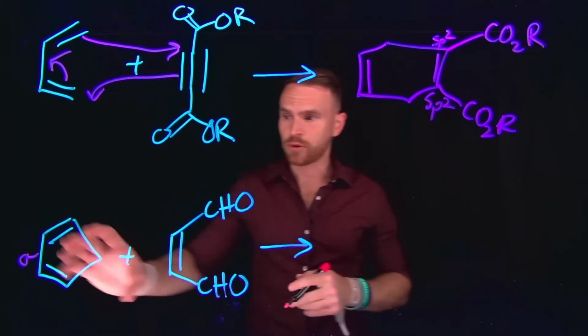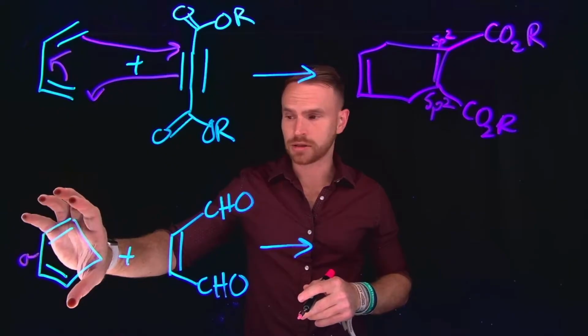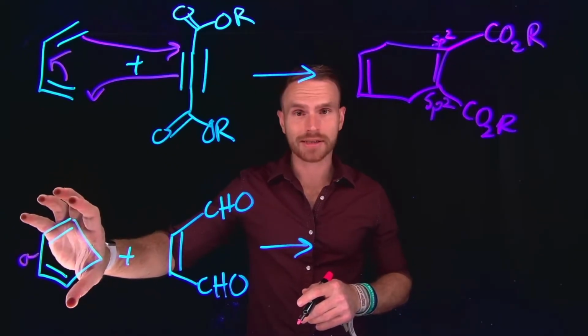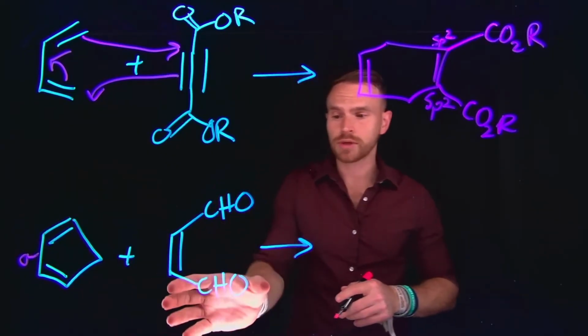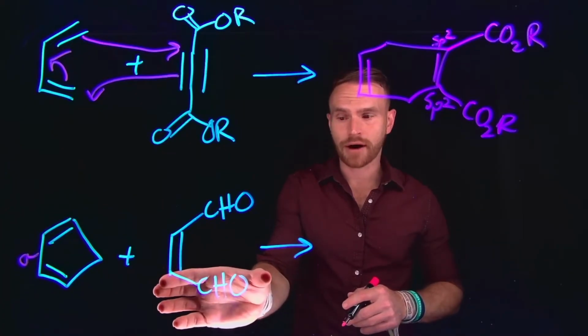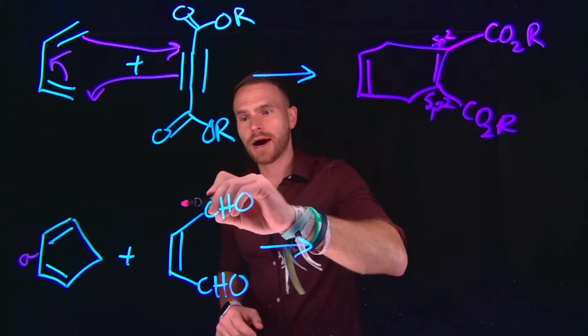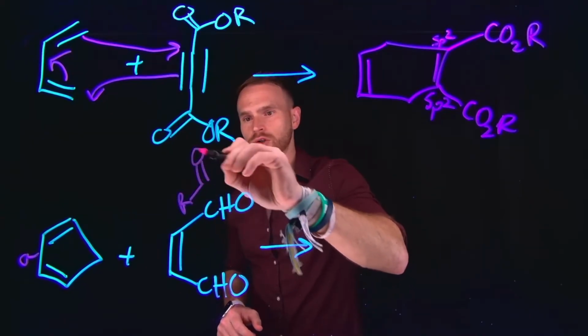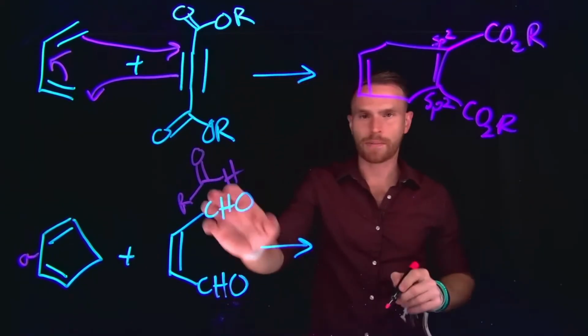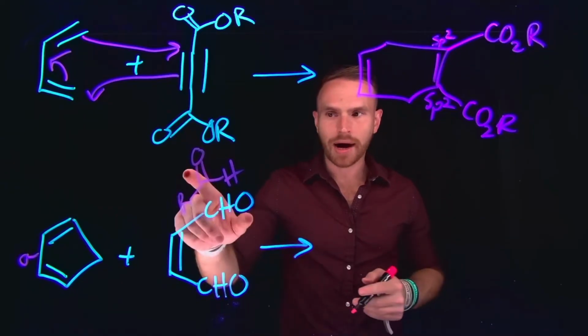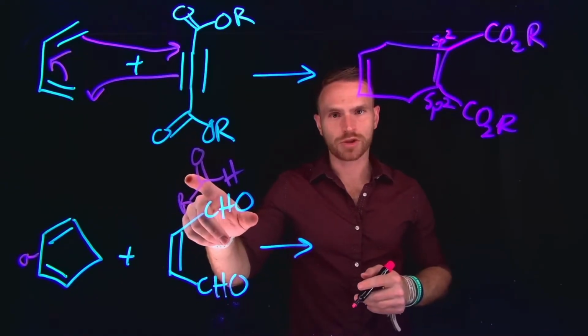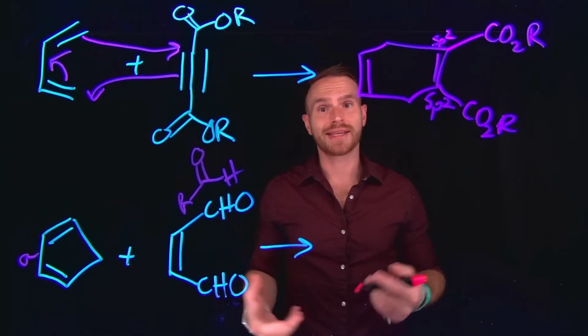Now for this example, in addition to this ring conformation, this cyclopentadiene being locked into the S-cis conformation, we also need to consider the fact that our dienophile contains 2 pi bonds in these aldehydes. So remember, an aldehyde is CHO, but you can also draw it like this. Both of these are representing an aldehyde. And these pi electrons present in this electron withdrawing group are going to be stabilized in the endo position.